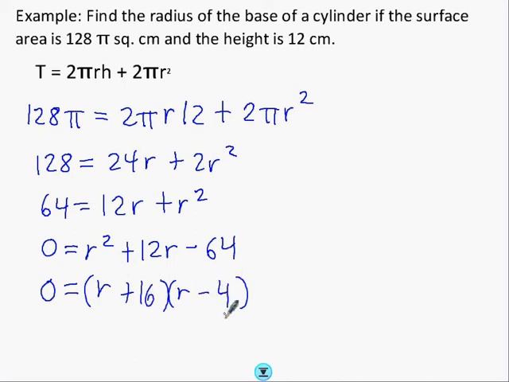Okay, at this point, I know that one of these two factors is equal to 0. Either r is negative 16 or r is positive 4. We're talking about the radius of a cylinder. It certainly can't have a negative radius, so the answer is 4.